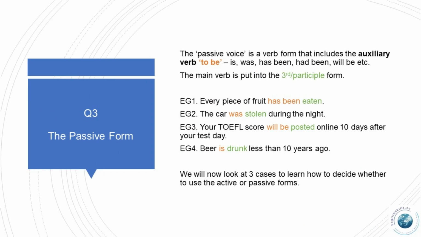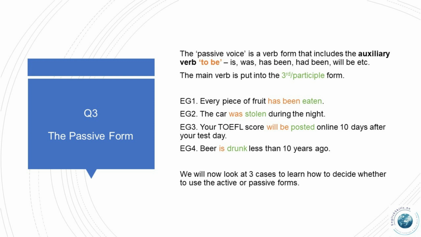Okay, question 3. When we think about the passive voice, it is a verb form that uses the auxiliary verb to be. Auxiliary verb just means a verb that helps us do something. It was, has been, is, had been, will be, etc. Different forms of the verb to be. We use it to set up the third form, for example, in the passive, the participle form in the passive, or in the perfect tense. Practice if you don't know this already. You soon will.